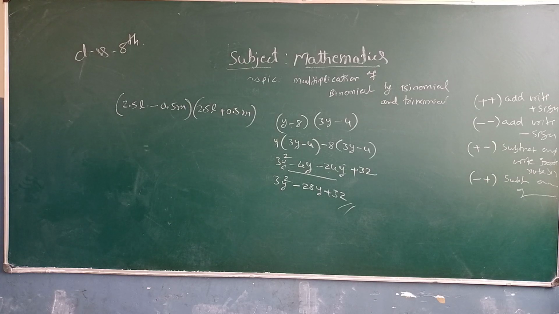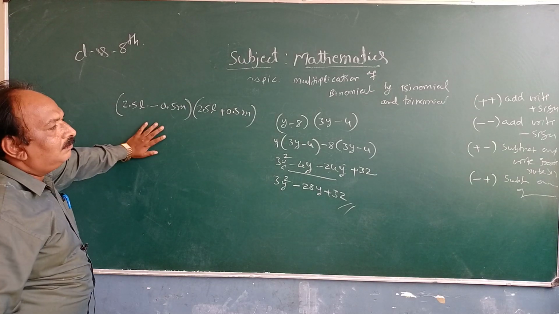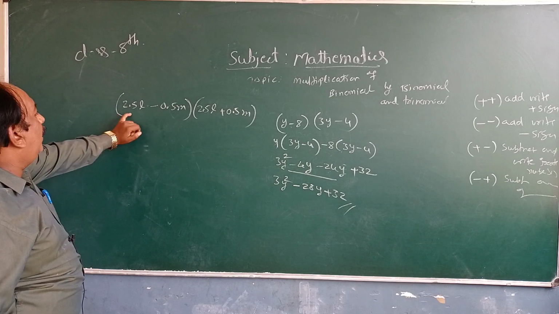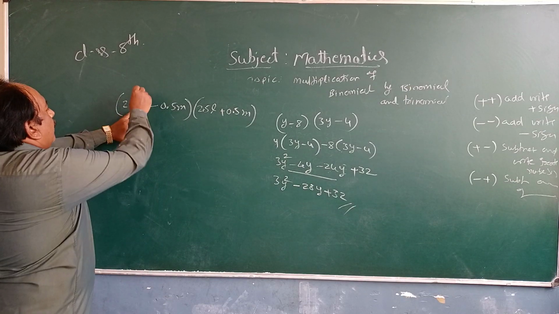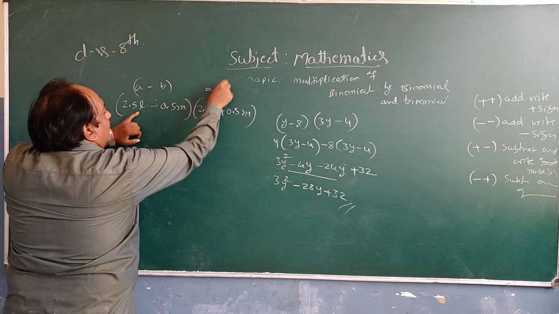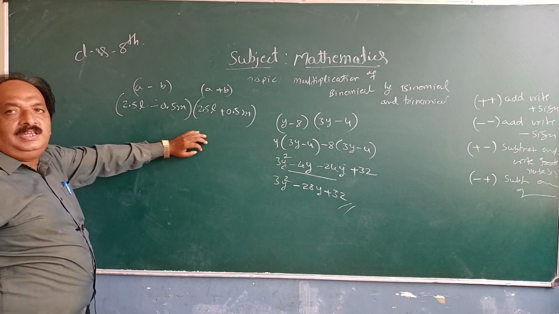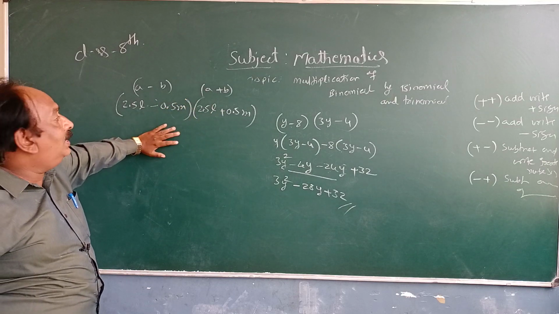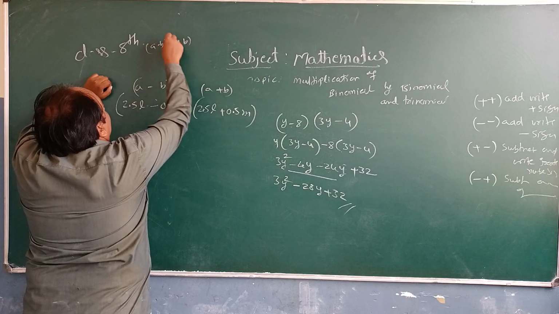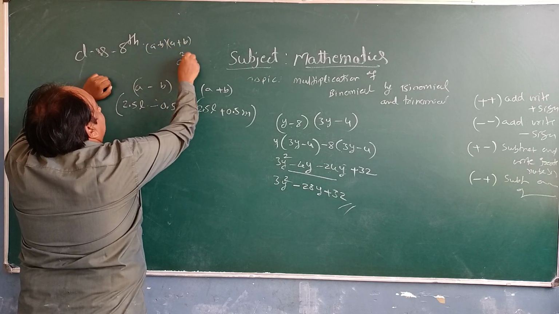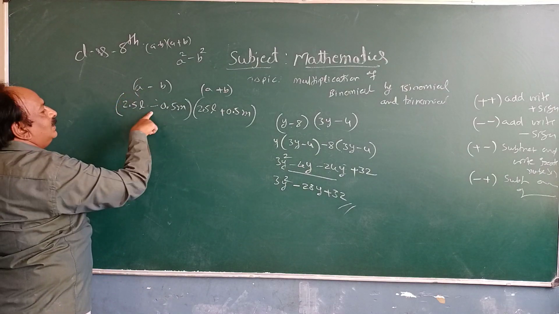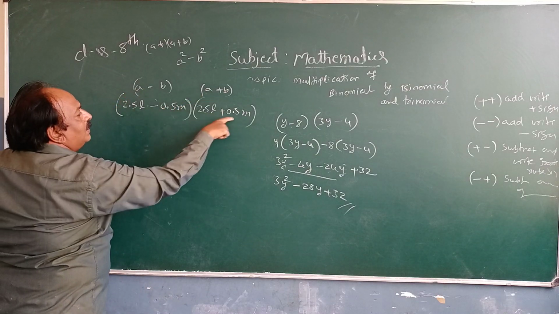So these types of problems you have already learned in your 7th standard. This is one of the identities you already learned in your 8th standard. This is the formula: (A minus B) into (A plus B). What does (A minus B) into (A plus B) tell us? A square minus B square.